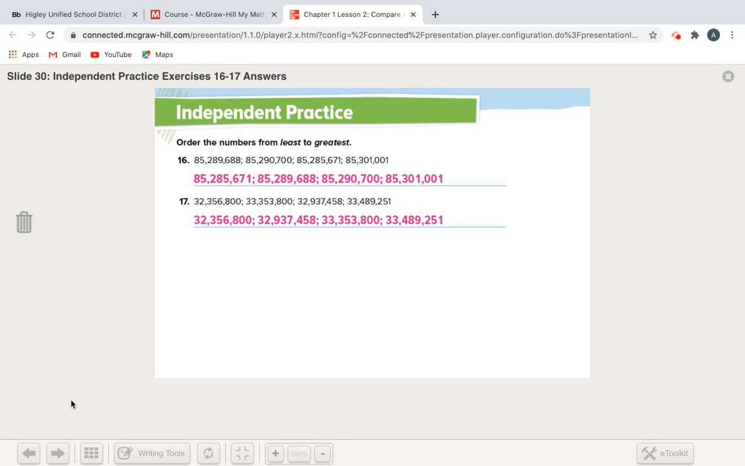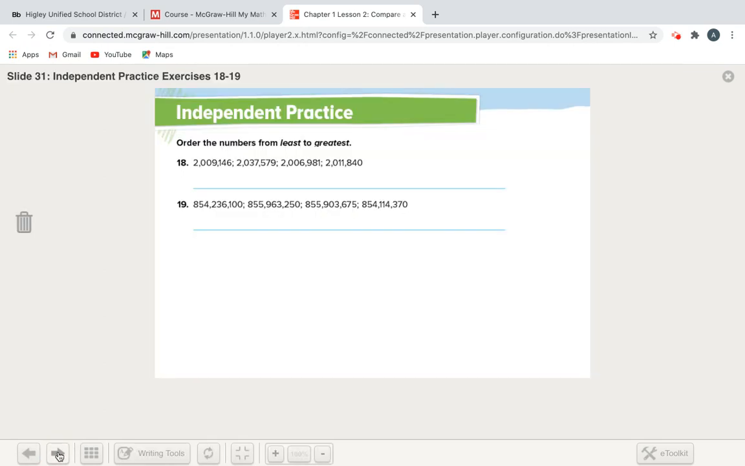Push pause while you're checking your answers. Continuing on with the idea from least to greatest. Push pause while you work. Are you getting the hang of it? If not, make sure you ask me for some help.